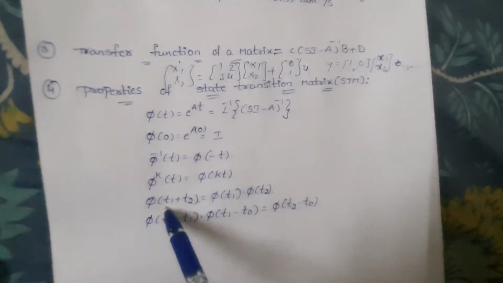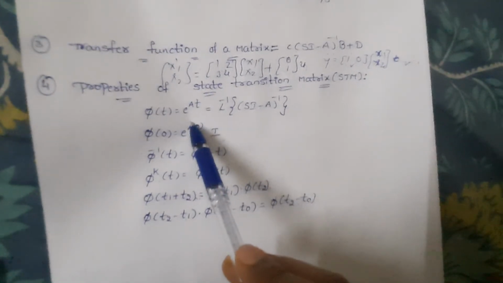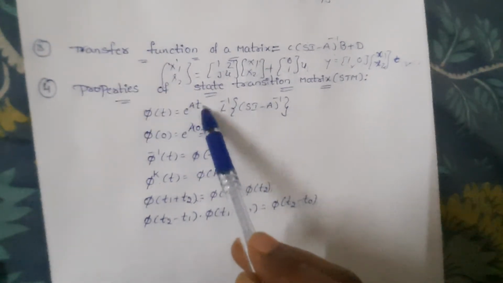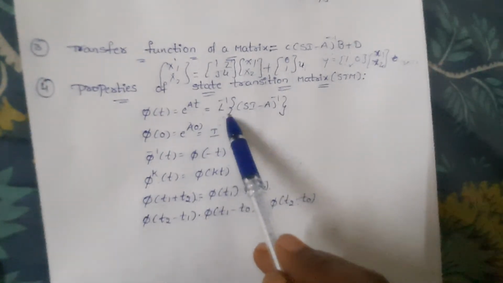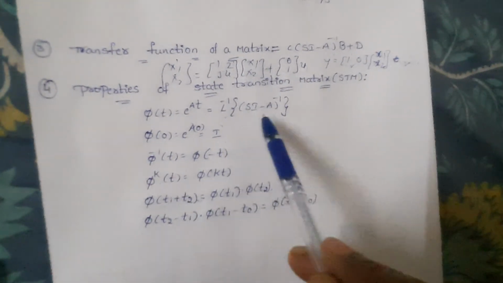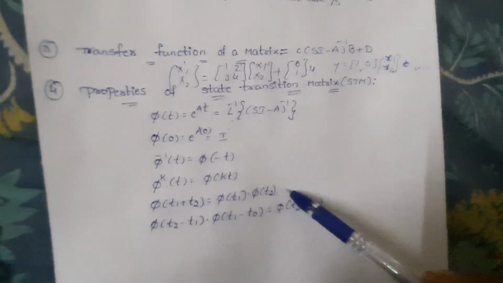See here, phi(t1 + t2) he asked. So in place of t, okay, it is A(t1 + t2). That means e^(A t1) into e^(A t2). Then it becomes phi(t1) into phi(t2). Easily you can prove.